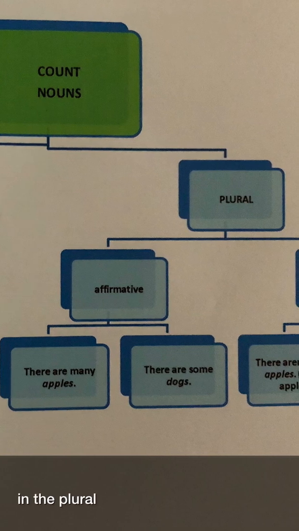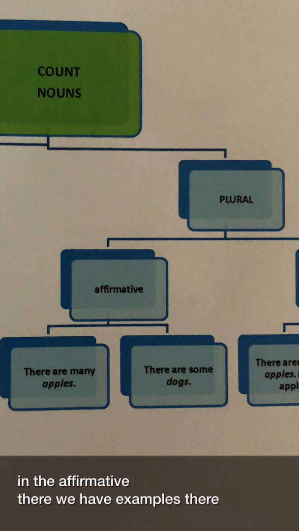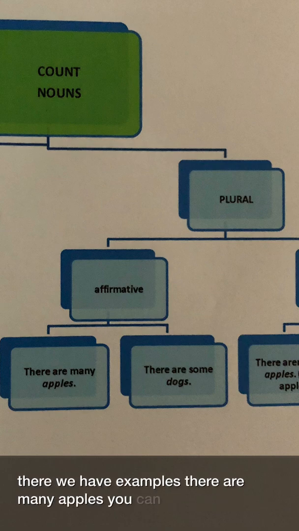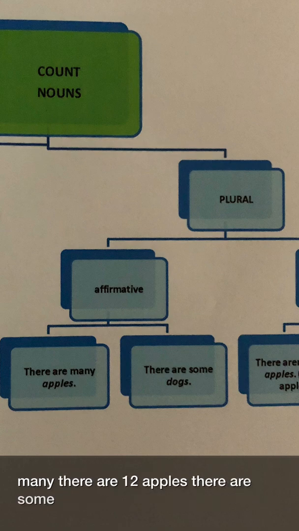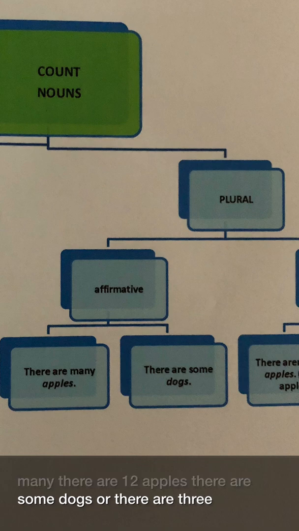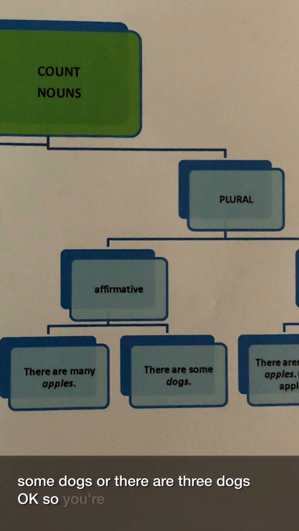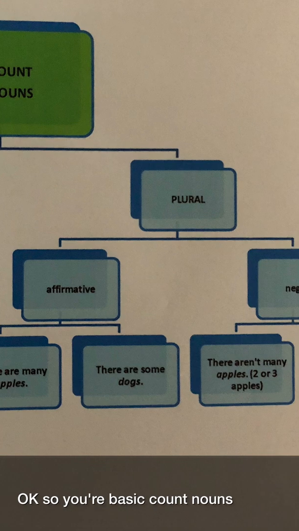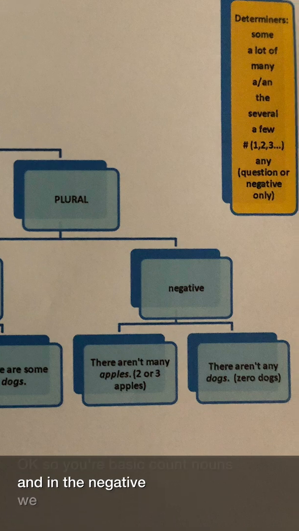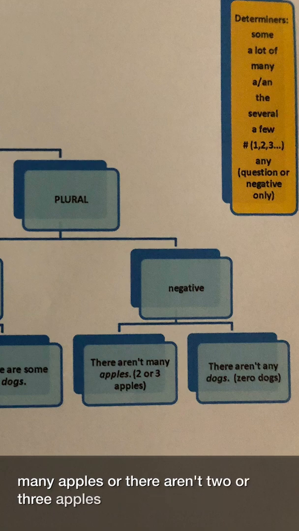In the plural, in the affirmative, there we have examples. There are many apples. You can also say how many. There are 12 apples. There are some dogs, or there are 3 dogs. Okay, so your basic count nouns. And in the negative, we can say there aren't many apples, or there aren't 2 or 3 apples.